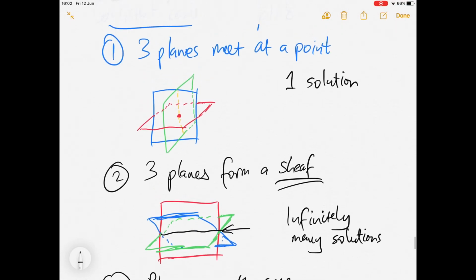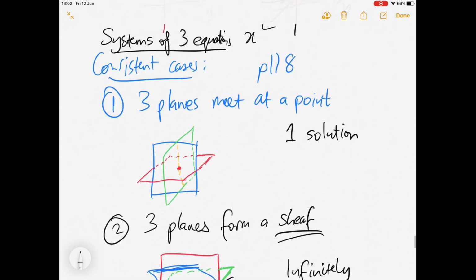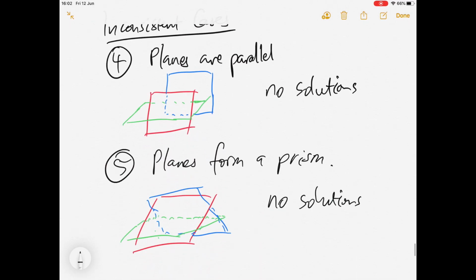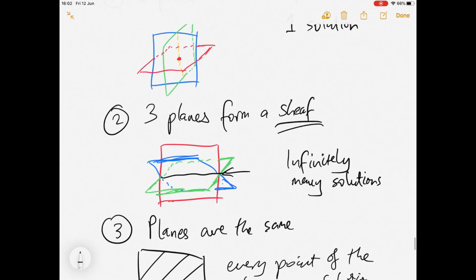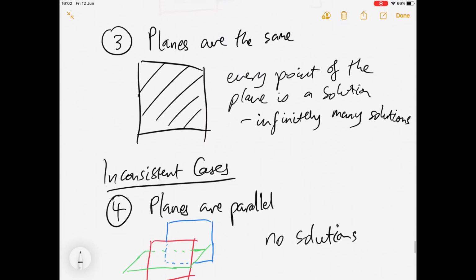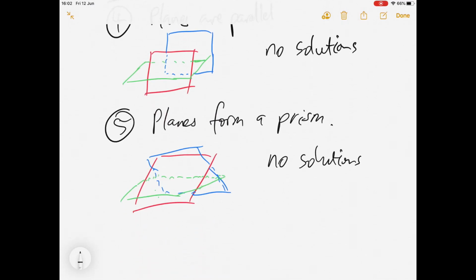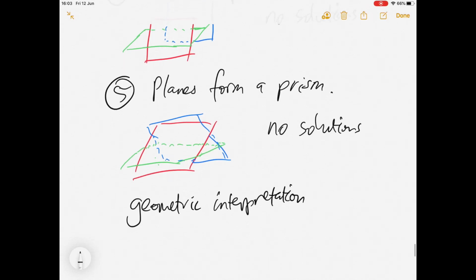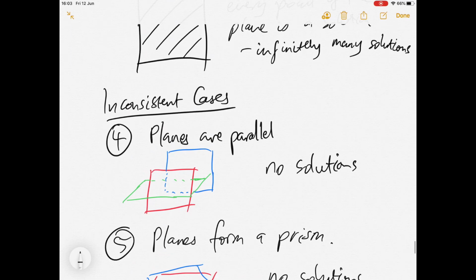We need to determine which of these 5 types. You can be asked in the exam to work out which of these 5 types the system of linear simultaneous equations is. So the way the question is phrased is usually something like, give a geometric interpretation of the system of linear equations, or describe or identify the geometric configuration of planes, or something like this. So how do you know?